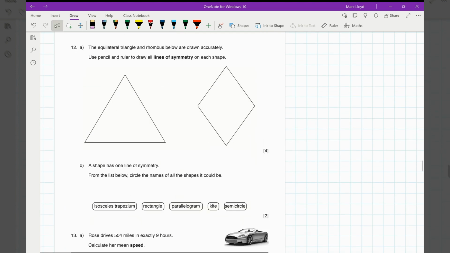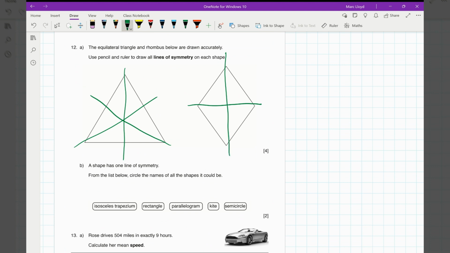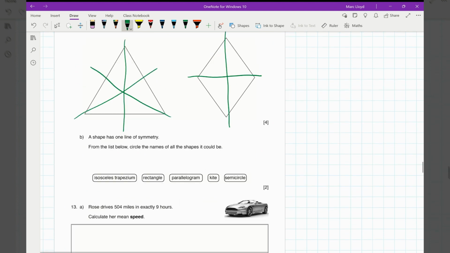Okay, forgive me for this one. This is going to look absolutely terrible, but lines of symmetry, 1 down the middle, 1 through there, 1 through there. I've almost bisected it. Of course, you can do this much neater with your rulers and pencils. There's my 2 attempts for that.